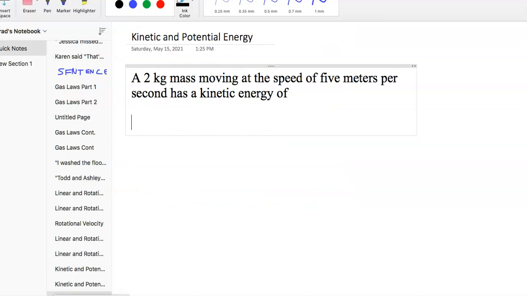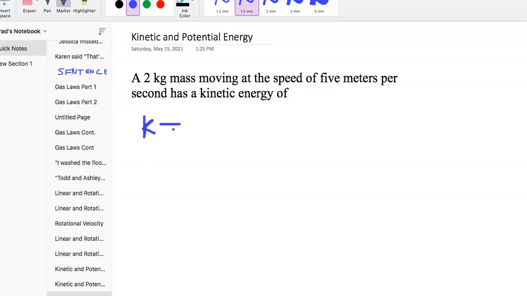Okay, so then we go into our kinetic energy problem. Okay, let me get my marker ready. Okay, so we got a 2 kilogram mass moving at speed of 5 meters per second has a kinetic energy of what? Okay, so we start off right where we need the formula. K is for kinetic, as you probably could guess. Give me a sec to write this out. K equals 1/2 mv squared.